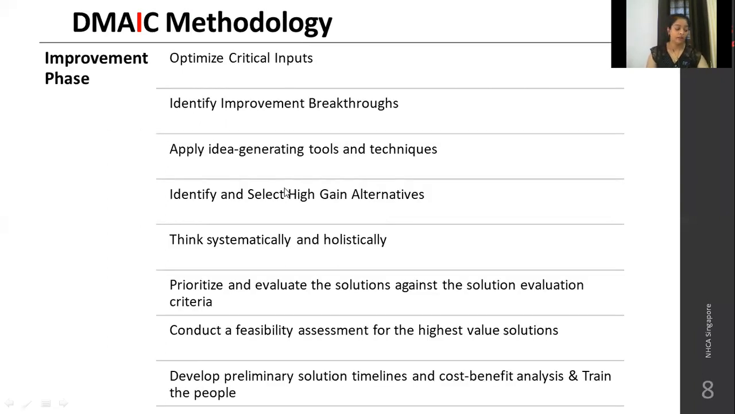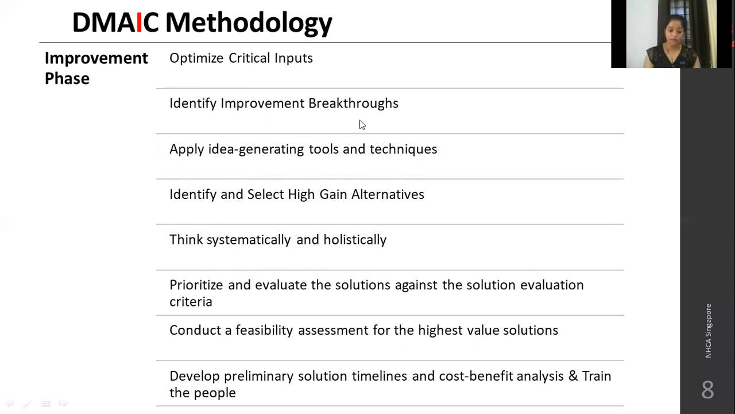And then in the improvement phase, what happens is: optimize critical inputs, identify improvement breakthroughs, apply idea generating tools and techniques like the NGT technique, brainstorming technique, etc. Identify and select high gain alternatives, think systematically and holistically, prioritize and evaluate the solution against the solution evaluation criteria, conduct feasibility assessment for the highest value solution, develop preliminary solution timelines, cost benefit analysis, and train the people.